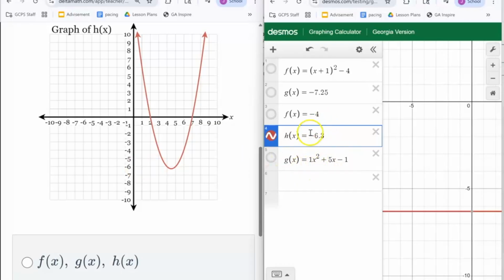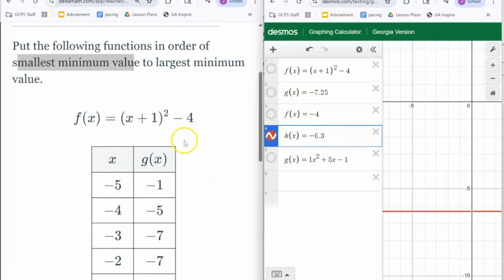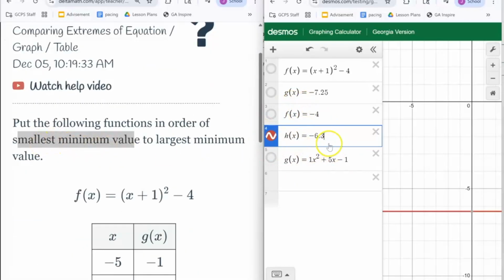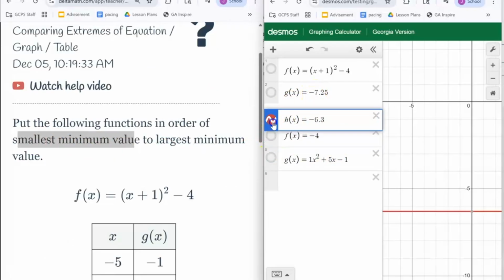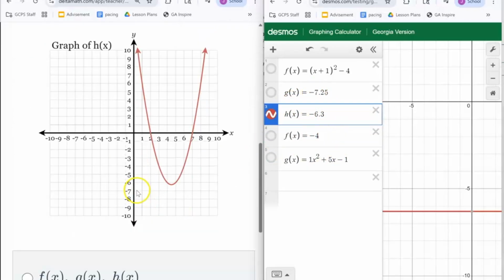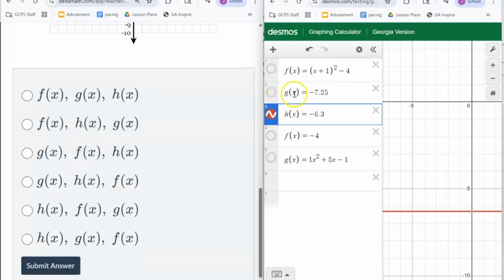Okay. So again, we're putting this in order from smallest, all right, smallest to largest. So this is the smallest, then -6 is smaller than that, then -4 is the largest. And now we're just going to go look for that. So it should be GHF.